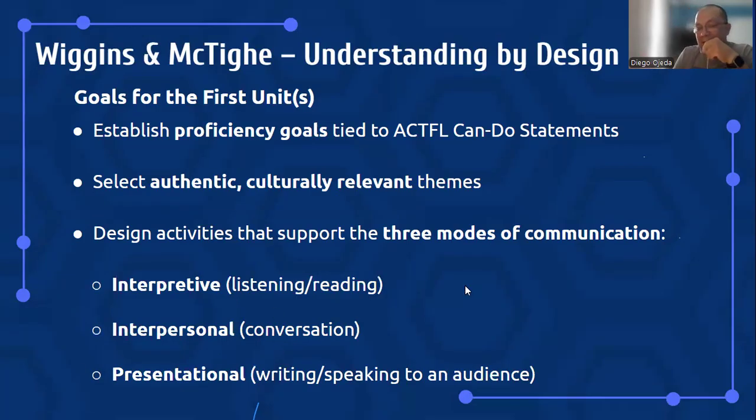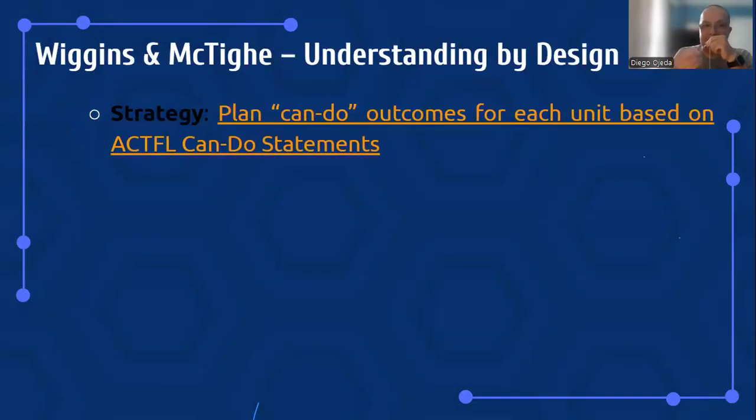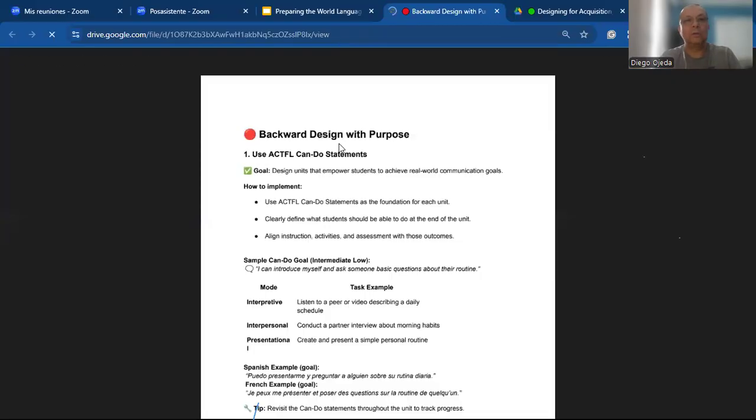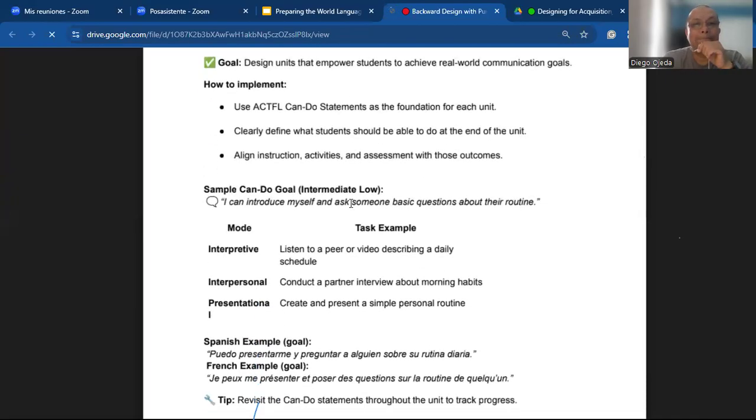At the end, they are opportunities for the students to show that they're learning the language or acquiring the language, and to show that in different ways. That's all it is. Okay. So again, plan can-do outcomes for each unit based on the actual can-do statements. So how do we do that? Okay, using the actual can-do statements, here are the modes.